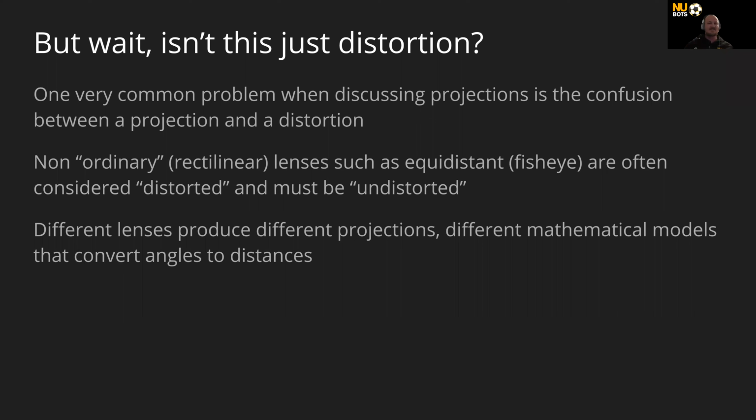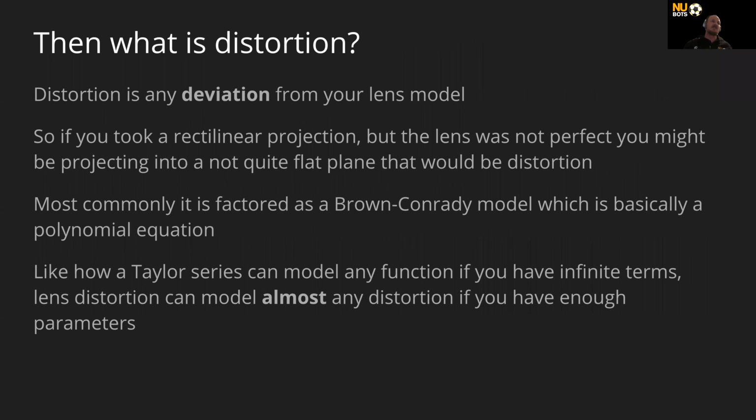This is something that I personally find quite annoying: when people are discussing projections, there's often a lot of confusion between the terms projection and distortion. Normally, anytime there's not an ordinary rectilinear lens, such as the fisheye lens that we saw, people say, oh, this lens is distorted, and we have to undistort it in order to fix it. So different lenses produce different projections, which are different mathematical models that convert to distance. They're not distortion. So then you ask them, what is distortion? Distortion is deviation from your lens model.